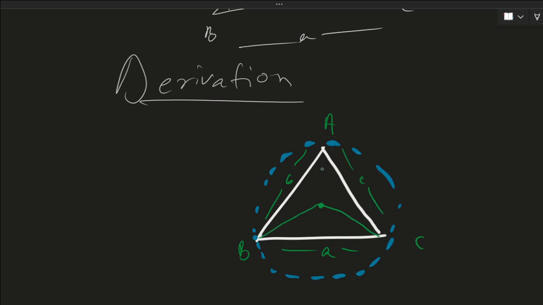I'll join this. Let's call this angle theta, and this is 2 theta. What I'm going to do is drop a perpendicular here. Let's call this theta. I'll call the center O. Now we know that this is R, and this is R, the radius.